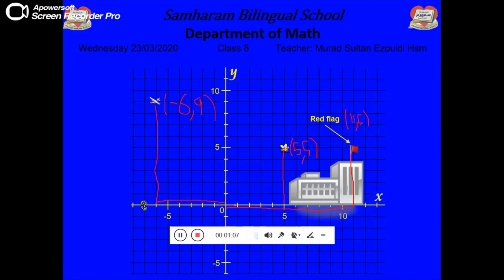Then for the red flag, the x coordinate is 11, because the red flag moves 11 units to the right, and how many up? 5 units up.